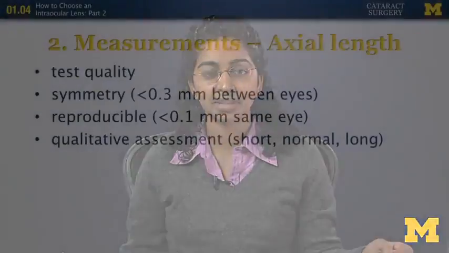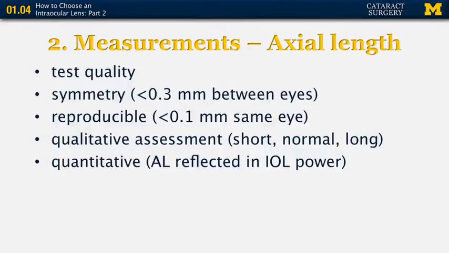This determination guides formula selection and also helps us anticipate a possible either hyperopic or myopic refractive surprise shift that we might expect. Finally, as one final check of making sure it all makes sense, we want to get a sense of, is the bigger picture correlating with what we'd expect? So, for example, if it was a short eye, we'd expect a higher IOL power. If it was a long eye, we'd expect a lower IOL power.